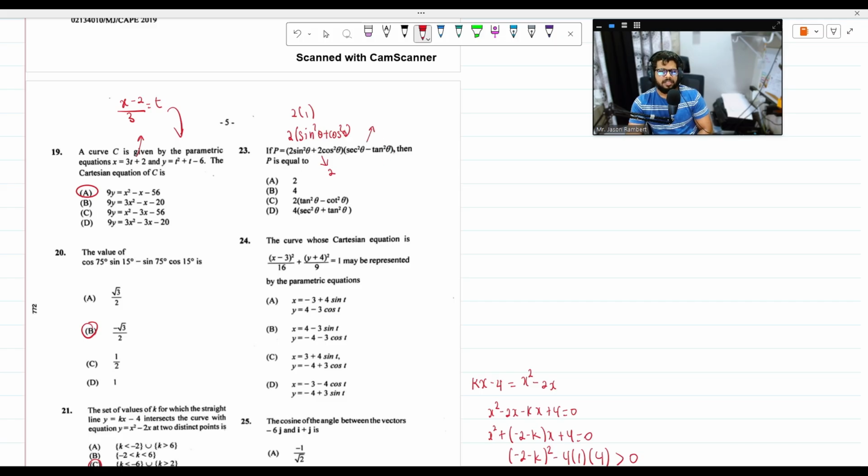Sec squared minus tan squared. Sec squared is 1 over cos squared minus sine squared on cos squared. So we get 1 minus sine squared all over cos squared. 1 minus sine squared is cos squared. So there's cos squared over cos squared. So there's 1. So 2 by 1 is going to give me 2.